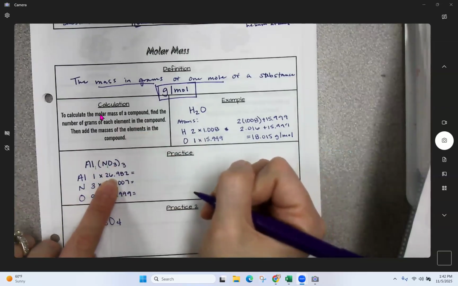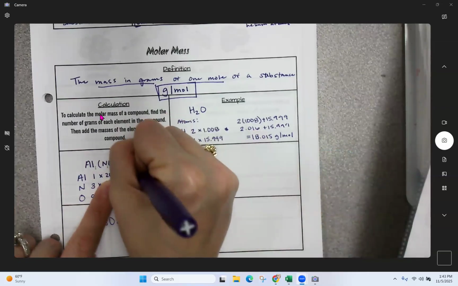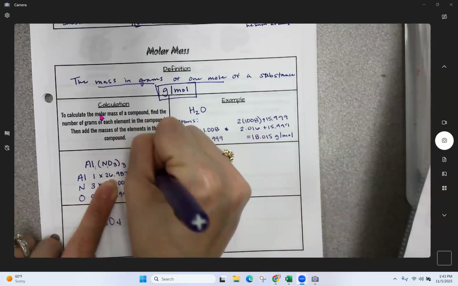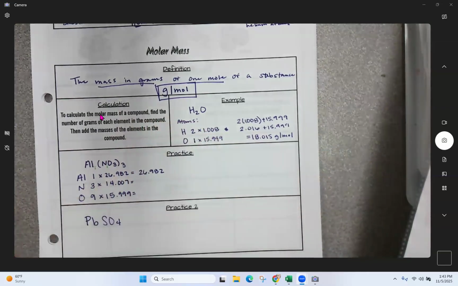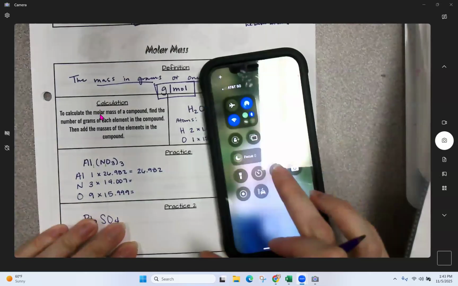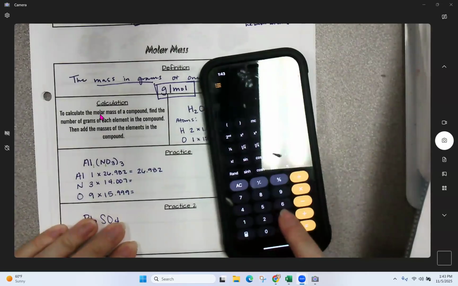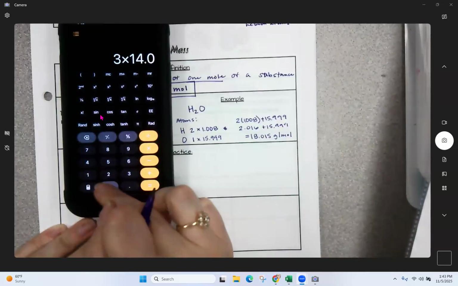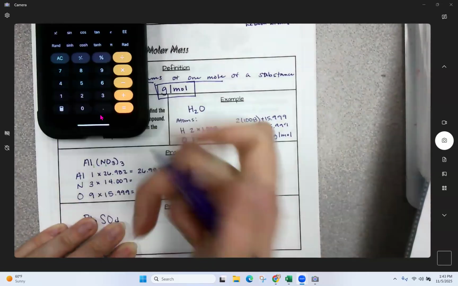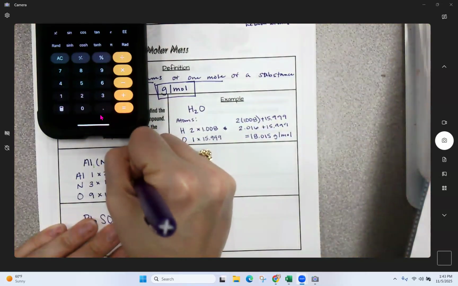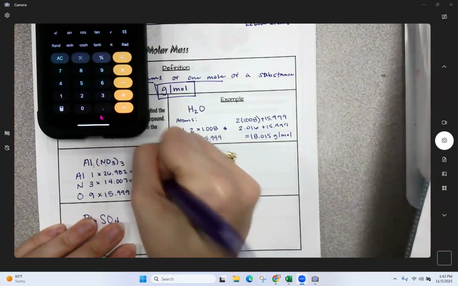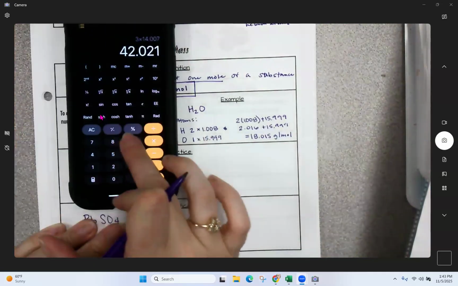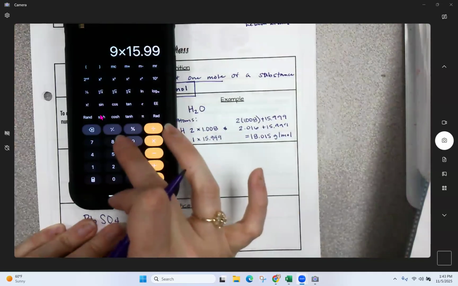So 1 times 26.982 is 26.982. 3 times 14.007. We're just going to do our math here. So that light is really killing me. 3 times 14.007 equals 42.021. And we have 9 times 15.999 is 143.991.